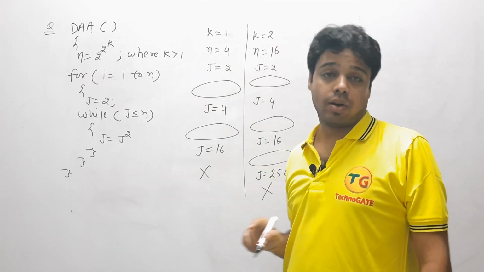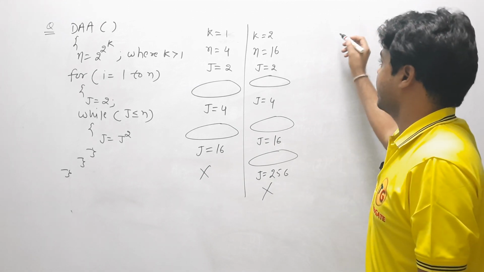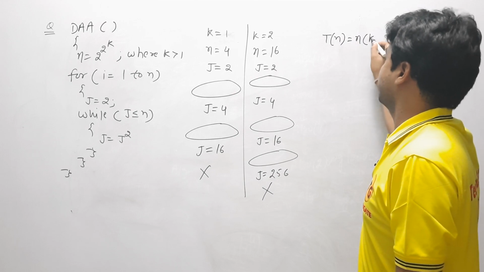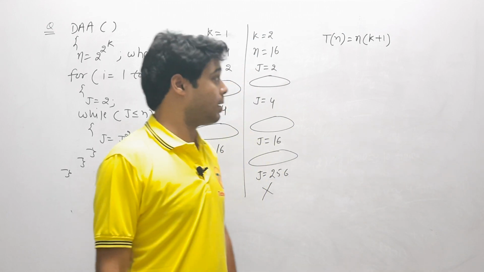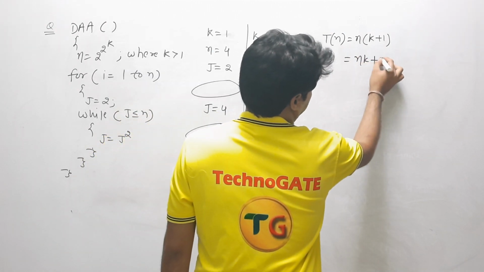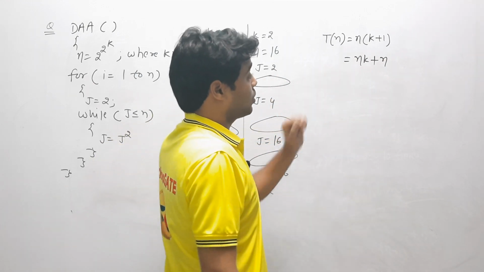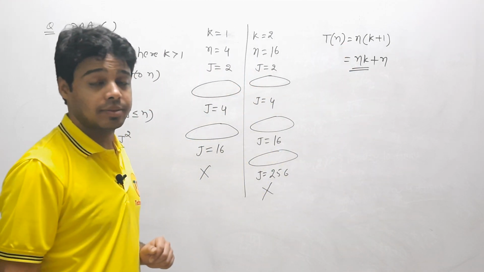Now, what is the maximum value of i? n. So what is the expression here? The time complexity here is n into k plus 1, which is nk plus n. So what is the higher order term here? nk. But we need the time complexity in terms of n.